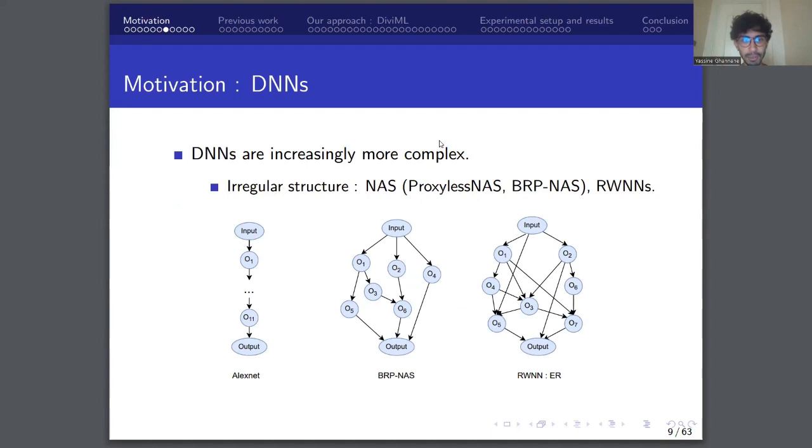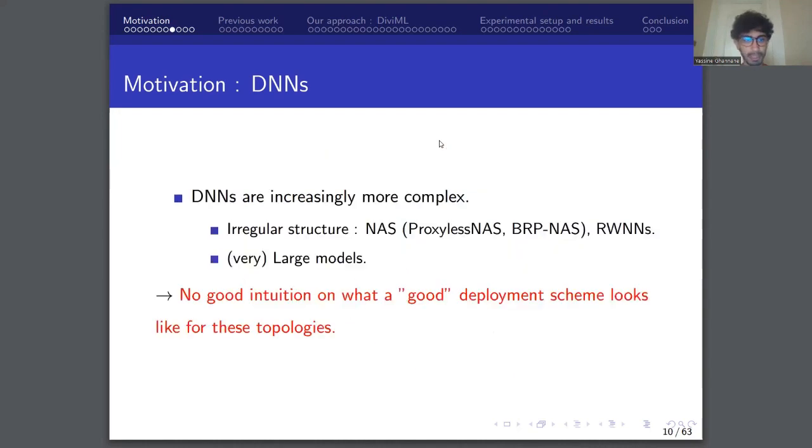Still, finding a good DNN deployment scheme in a consistent and automatic way is becoming harder due to two main axes of complexity. A qualitative one, which is the irregular structure of modern DNNs. Initially, the topologies of neural networks were fairly straightforward, mainly sequential networks. An example here is AlexNet, and we can also think of residual networks. Still, with neural architecture search and randomly wired neural networks, we are seeing the usage of neural cells that are more structurally complex. And on the quantitative side, we see an increase of interest for large models, large language models being a prime example of that.